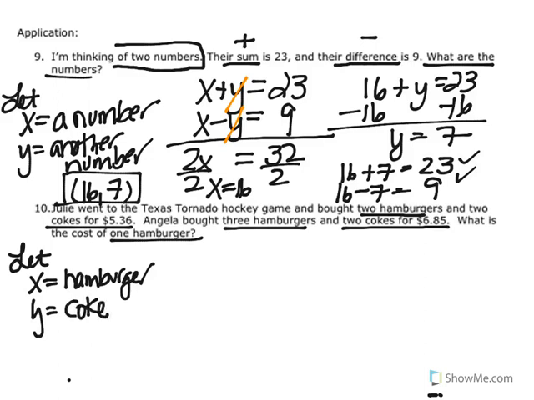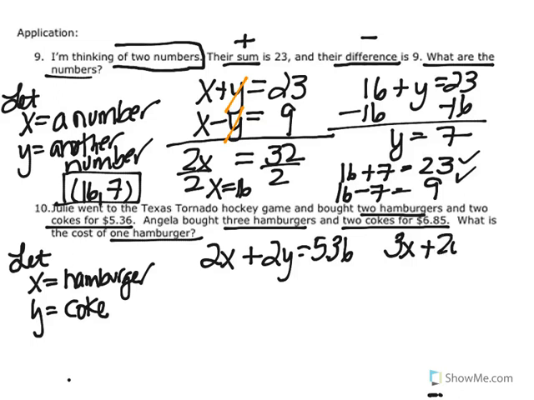And now let's set up 2 problems. 2 hamburgers, so that would be 2x, plus 2 Cokes, that's 2y, equals $5.36. The other one is 3 hamburgers, so 3x and 2 Cokes, 2y, equals $6.85. Okay, so now we'll notice that, remember, if we want to use elimination, one of them has to be positive and one of them has to be negative.